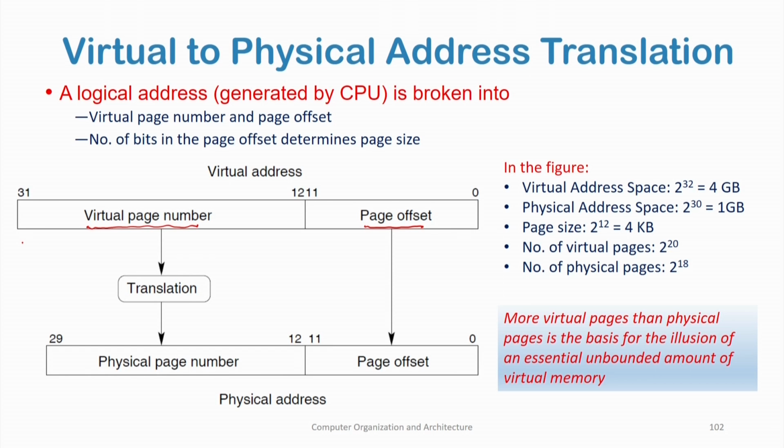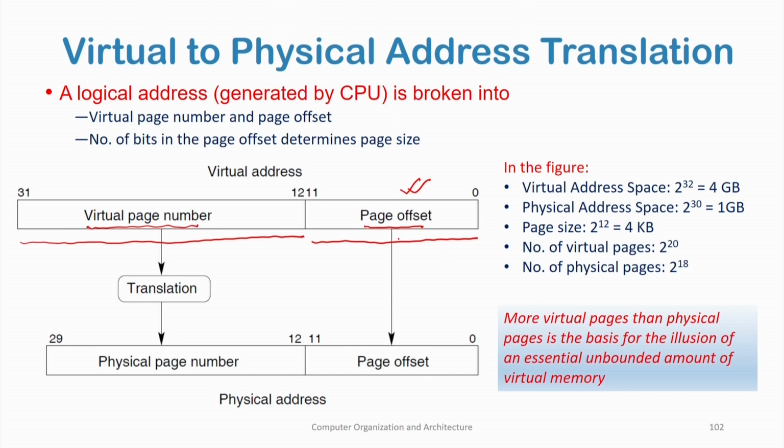So, the higher order 31 to 12, these 20 bits I am using for the virtual page number, and these 11 to 0, these 12 bits I am using for the page offset. The number of bits in the page offset determines the page size. So, here because I have used 12 bits in the page offset, the maximum number of bytes or words in my page can be 2 to the power 12. Okay. So, I have 4 KB pages in this organization.